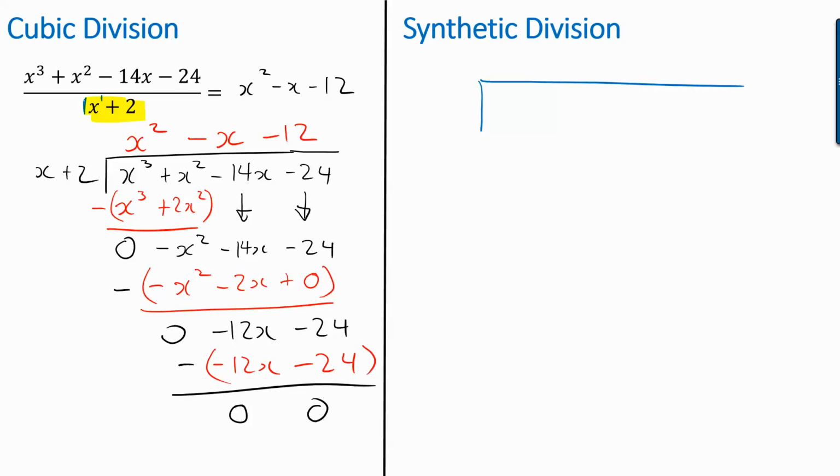You're going to write, because we hate these letters, just numbers. So we're going to look at the coefficients. We've got the coefficient of x cubed, which is 1. Coefficient means number in front of, or number multiplied to. So it's 1, 1, negative 14, negative 24. So that's what I'm going to write: 1, 1, negative 14, negative 24. See, no x's. Makes it easy.